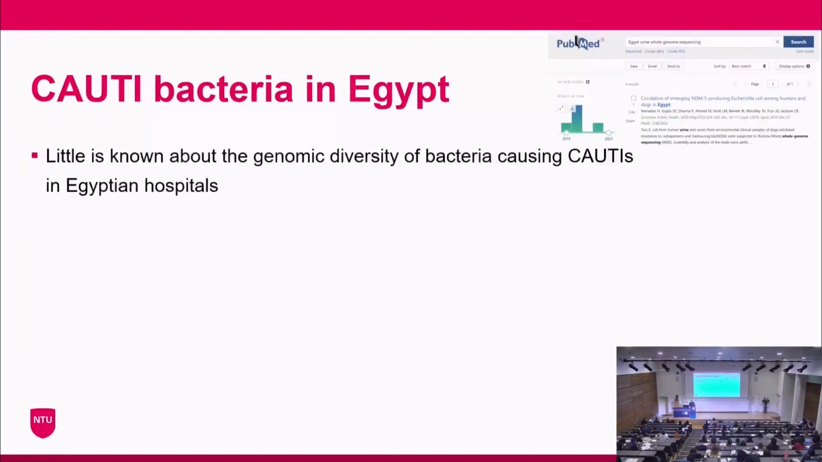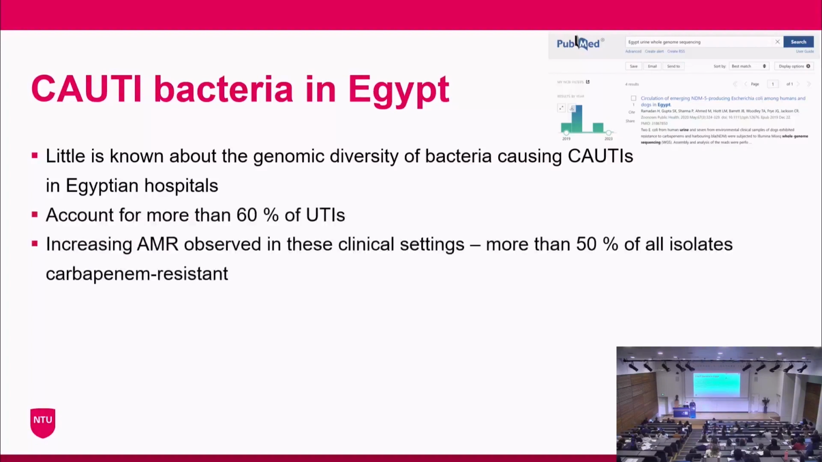If you go to PubMed and search for papers affiliated with Egypt, using keywords for whole genome sequencing and urinary tract infections, you hardly find any papers published. So we have a gap of knowledge in this area. However, if you search the literature, you can find that 60% of UTIs are cancer-associated ones, and we have a high resistance rate in clinical settings, like 50% carbapenem resistance.